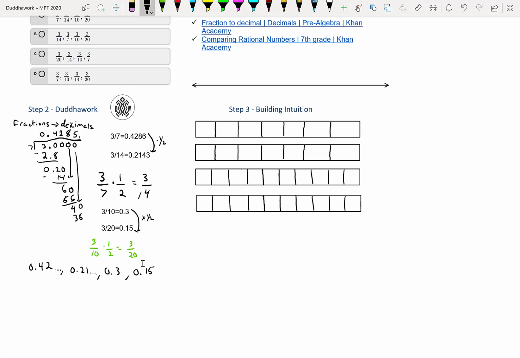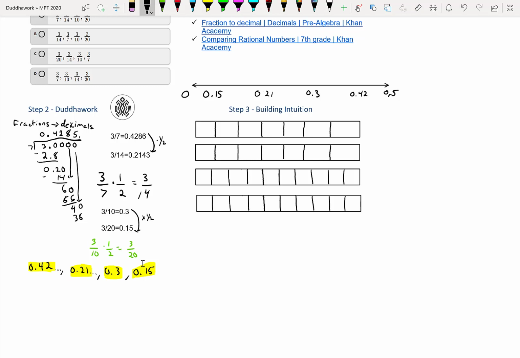Okay, so the smallest to the greatest. Okay, so it's more obvious which one is the smallest. It's this one, and then this one, and then this one, and then this one, right? 0.15 and 0.42. So if I put them on a line, I would get 0.15, 0.21. Let's say this is 0 and then this is 1, or 0.5, let's say. This is 0.21, this is 0.3, and 0.42.